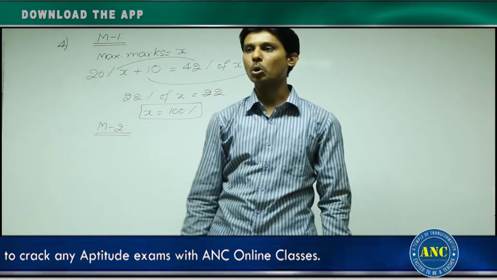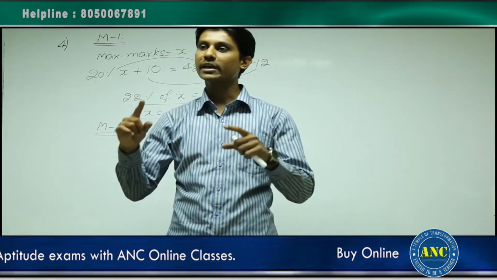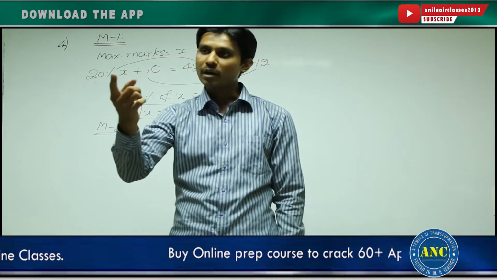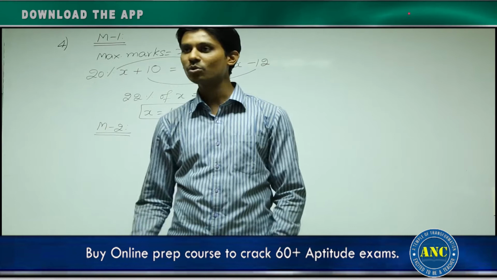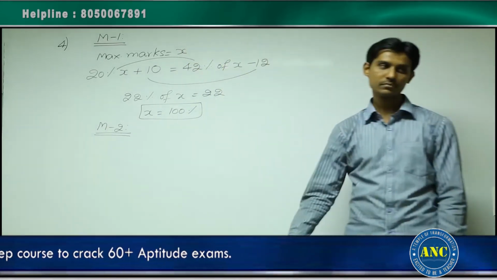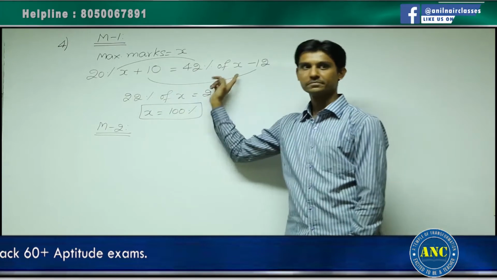Suppose you are that person who got 42 marks. You are getting 12 marks more than the passing marks. That means I should subtract the 12 marks from 42 so that I will get the passing marks. Therefore it is minus. Initially it was a mistake, sir.